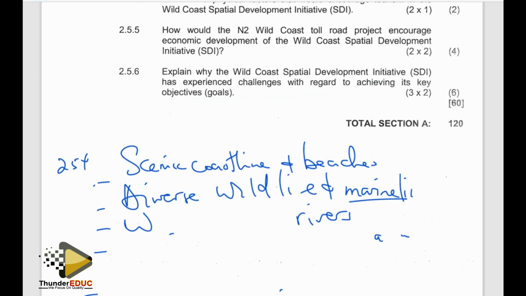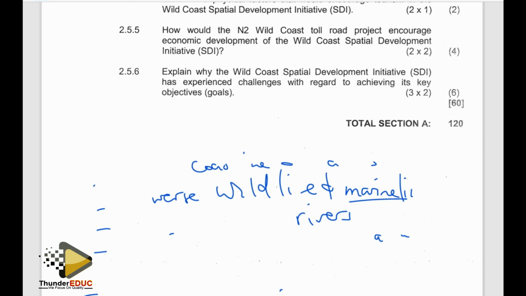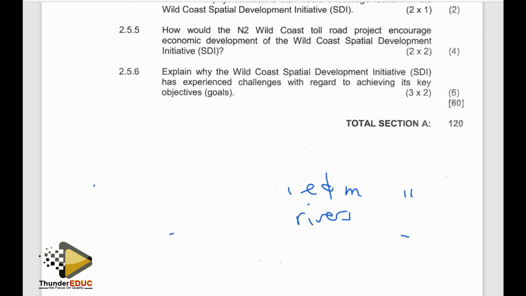Then you can move on to the last question, which is 256. Right. Question 256 is talking about why the Wild Coast Spatial Development Initiative has experienced challenges with regard to its key objectives. The key objectives are to reduce poverty amongst the people in the area, and besides reducing poverty, also to create jobs for the people in the area. So why has it faced challenges to address such problems?